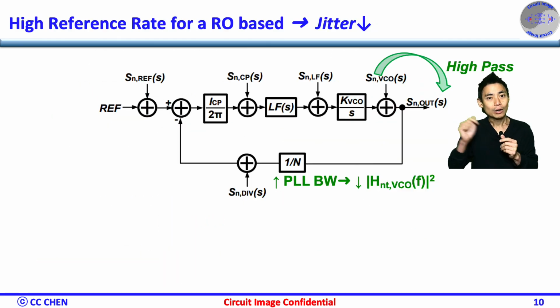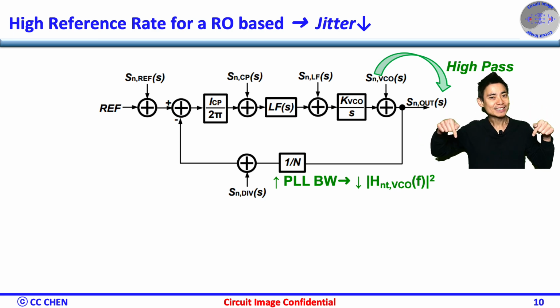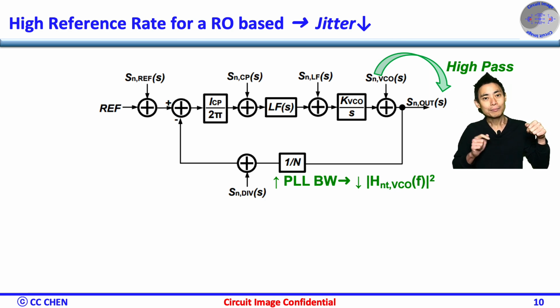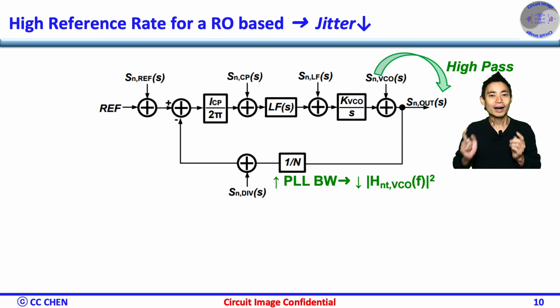Correct. From the fractional-N PLL video, we've known the VCO is a high-pass noise contribution to the PLL's output jitter. Therefore, we may need to increase the PLL bandwidth to filter out the ring oscillator's noise contribution, such that the whole PLL's jitter can be minimized. To increase the PLL bandwidth, we also know the reference clock rate must be increased to keep the PLL stable. So, the higher reference rate will mitigate the ring oscillator's poor phase noise issue.